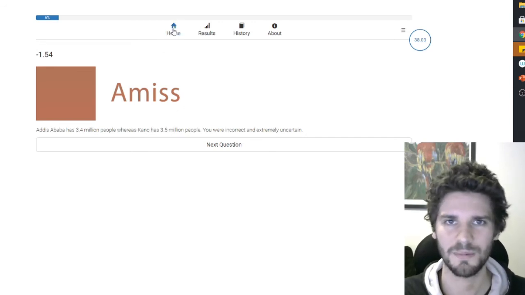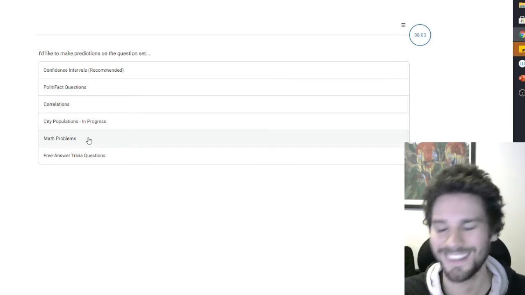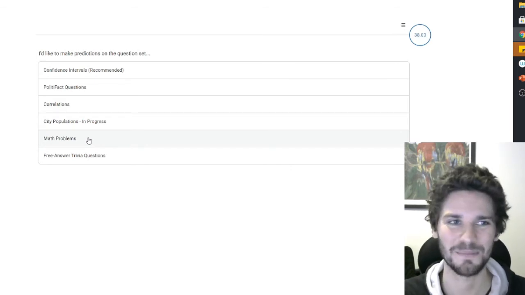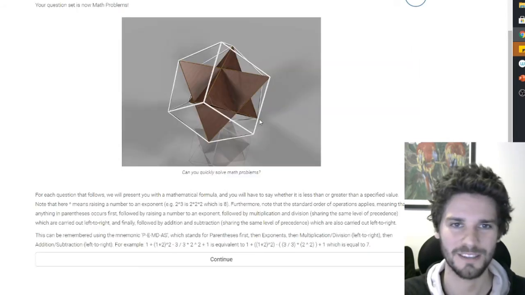Okay, that's city populations. Let's try one more. Maths problems. I'm a maths teacher. That's my day job. So this has the potential to be super embarrassing, but let's go with it. You basically have to solve a bunch of maths in your head. I'm probably going to have to do this without talking. Sorry, you can just see me wince.